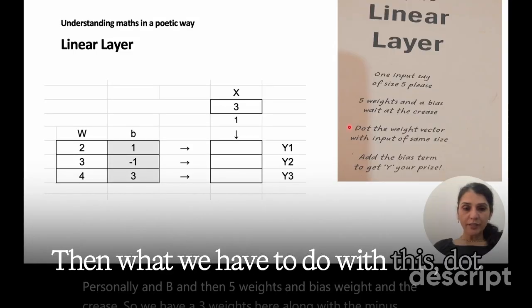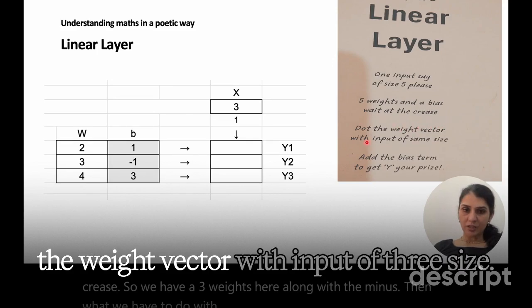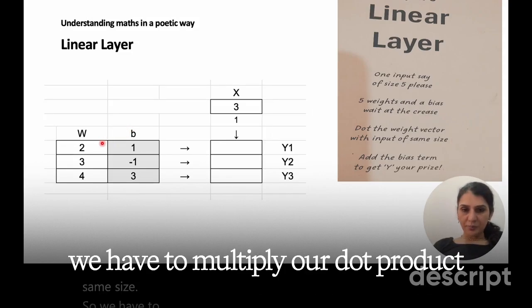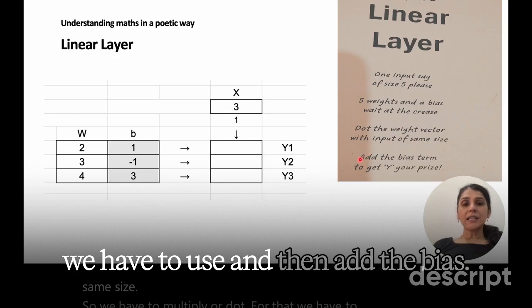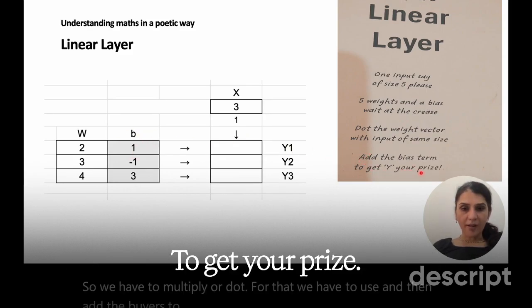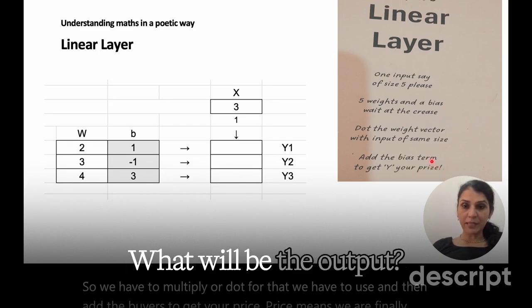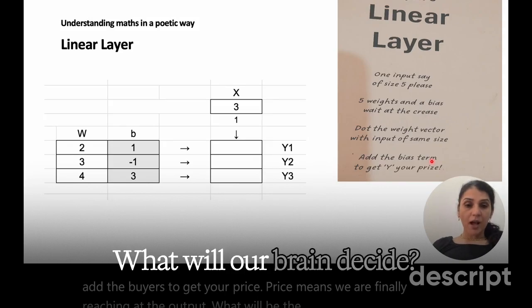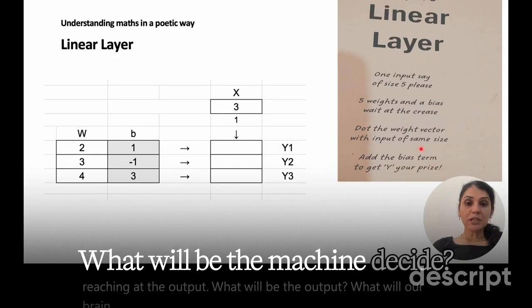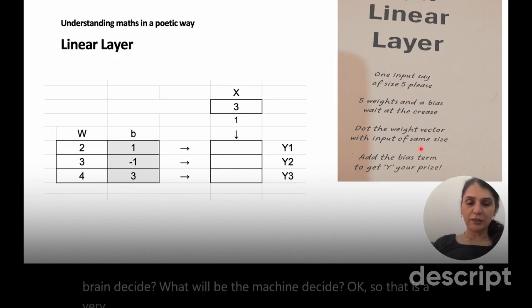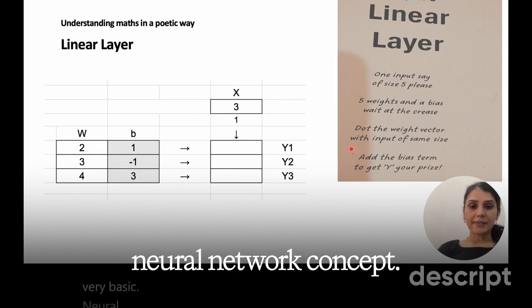Then what we have to do with this? Dot the weight vector with the input of the same size. We have to multiply, or dot product we have to use, and then add the bias to get the price. Price means we are finally reaching our output. What will be the output? What will the machine decide? That is a very basic neural network concept.